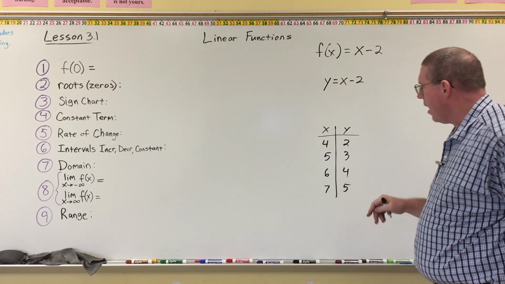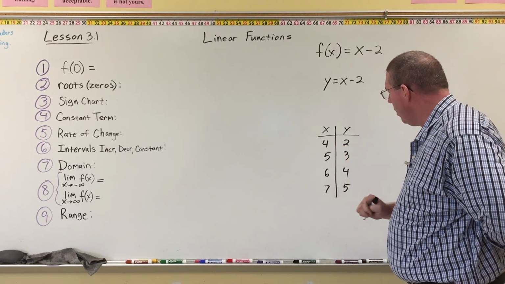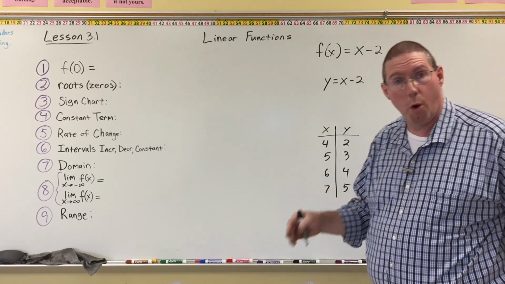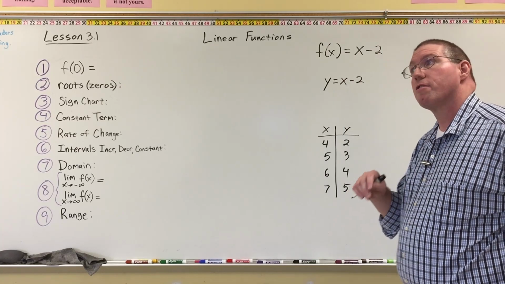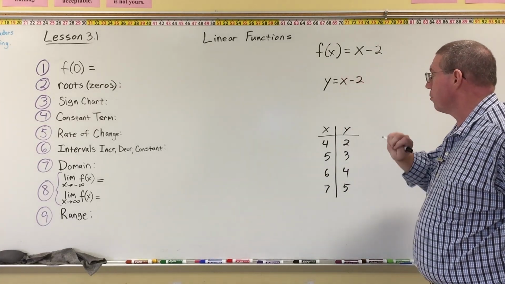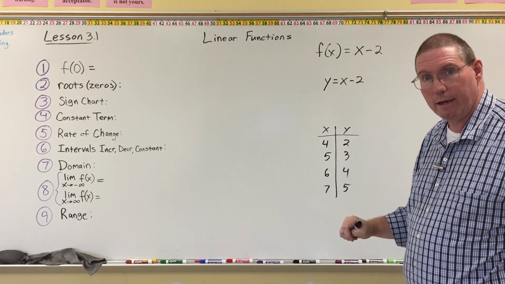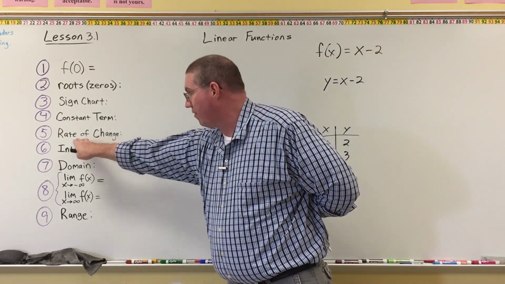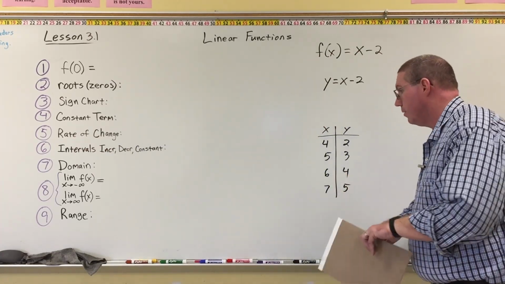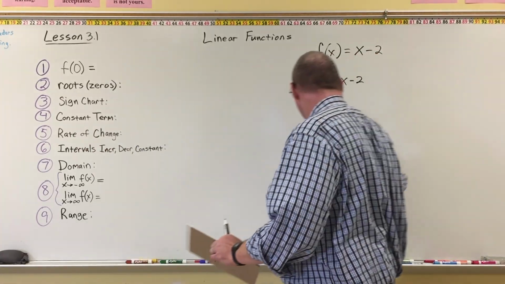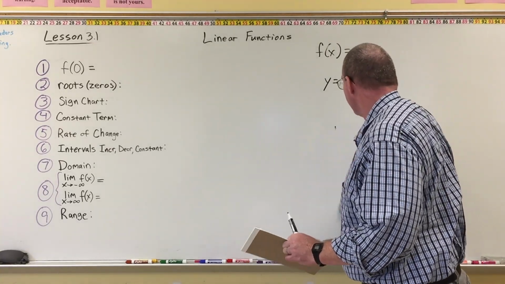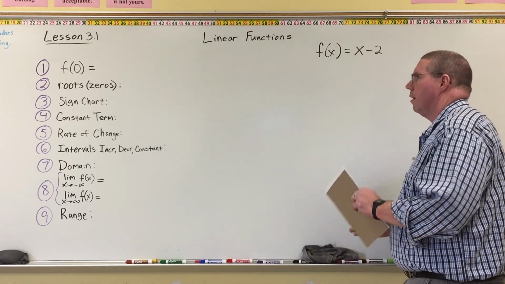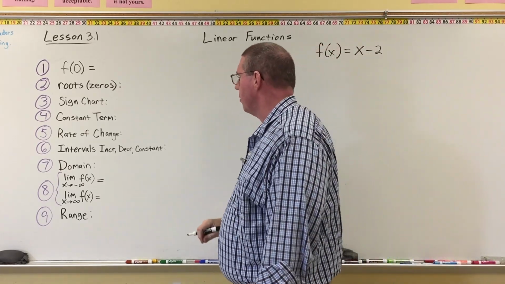That in this particular case, our x's are going up by 1s, but our y's are also going up by 1s. 2, 3, 4, 5. Now, that won't always happen. That is specific to this particular function and functions that are like it, okay? How much y goes up by is actually related to number 5 here, the rate of change. We'll talk about that in just a little bit, okay? All right, so we're going to go with this function f of x is equal to x minus 2. And so let's go through our 9 characteristics, okay?